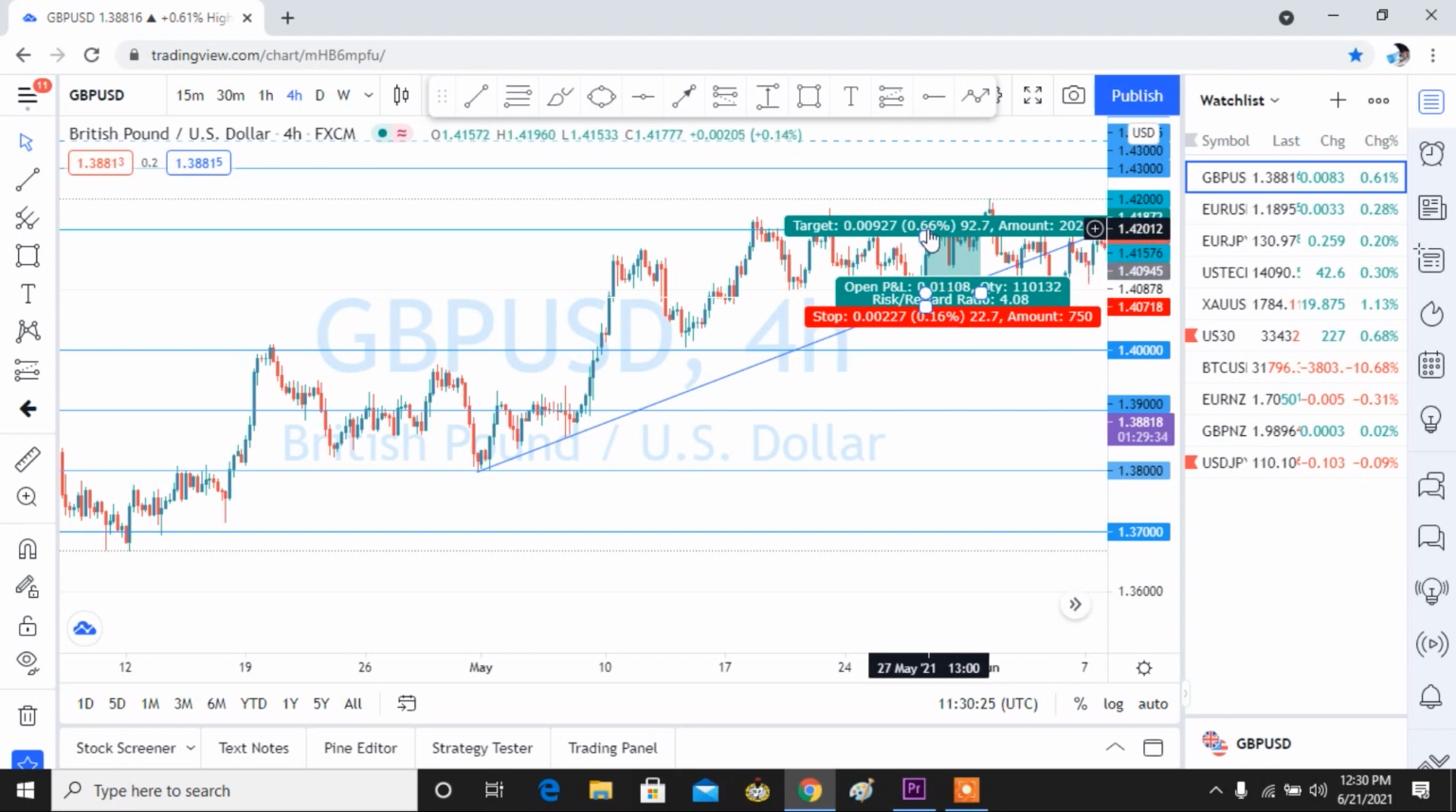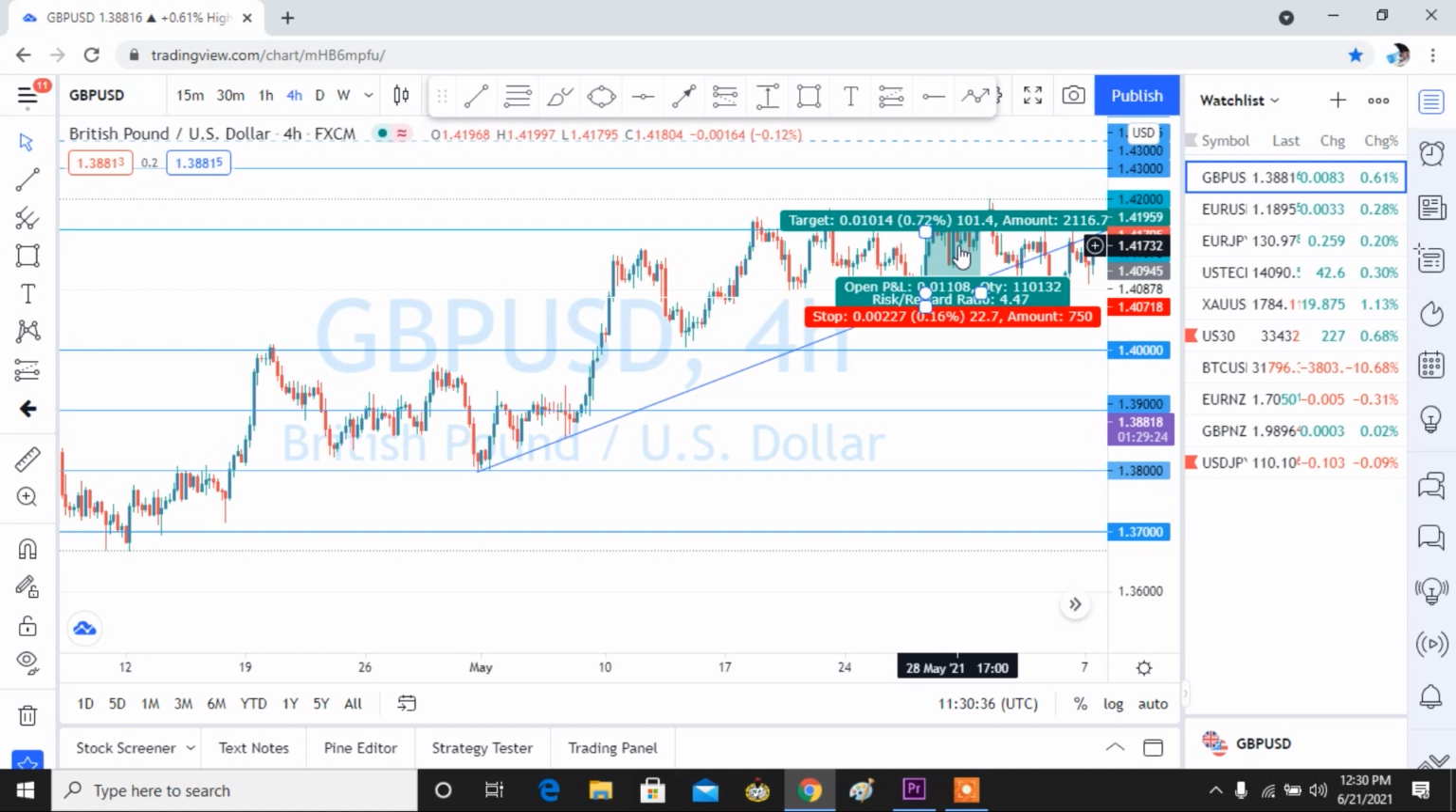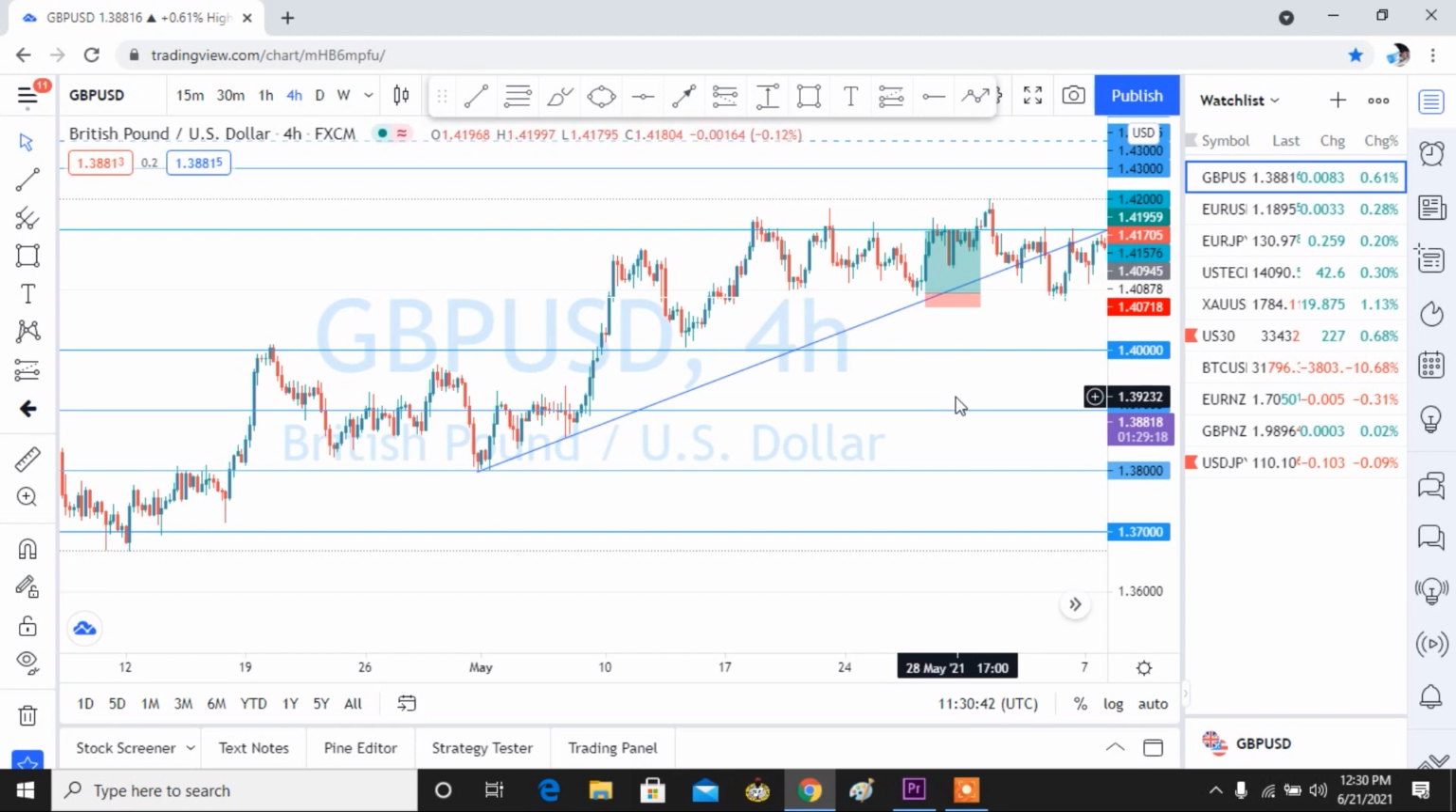So this is going to be our, it's a good risk to reward trade. So this is the trade here. We're just risking 22 pips to make 104 pips. It's 1:4, almost 1:5. So this is one way to trade trend line.